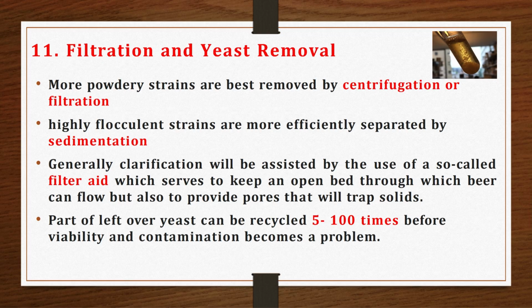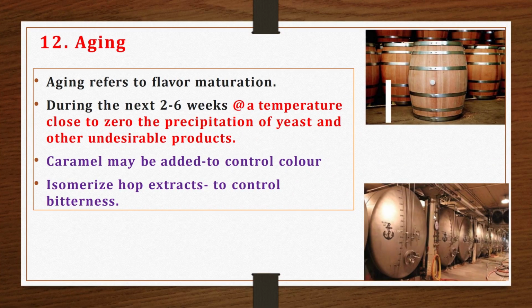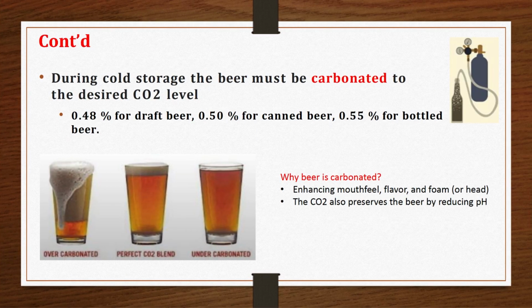A part of the leftover yeast can be recycled from 5 to even 100 times before its viability decreases and contamination becomes a problem. Next is 12. Aging, which refers to flavor maturation. During the next 2 to 6 weeks at a temperature close to zero, precipitation of yeast and other undesirable products occurs. Sometimes caramel may be added to control color, and isomerized hop extracts may be used to control bitterness.